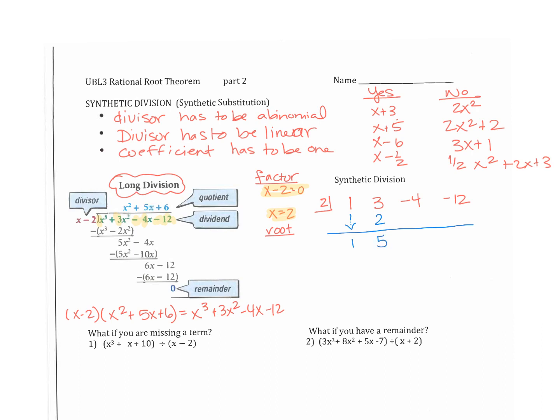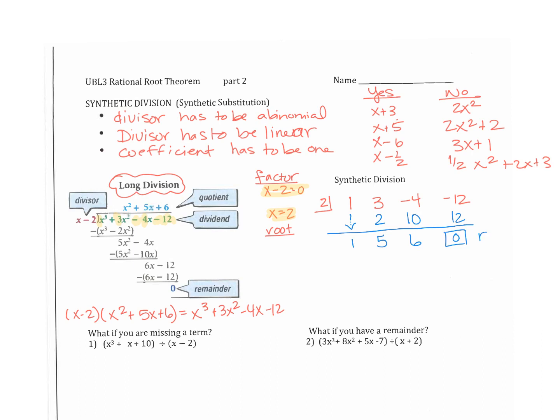And now I'm going to do the whole process again. 5 times the 2 is 10. And now, again, I add. I do whatever my signs say. So negative 4 plus 10 is 6. Now I'm going to do the process again. 6 times 2 is 12. And now I do whatever my signs say. I add, and I get 0.